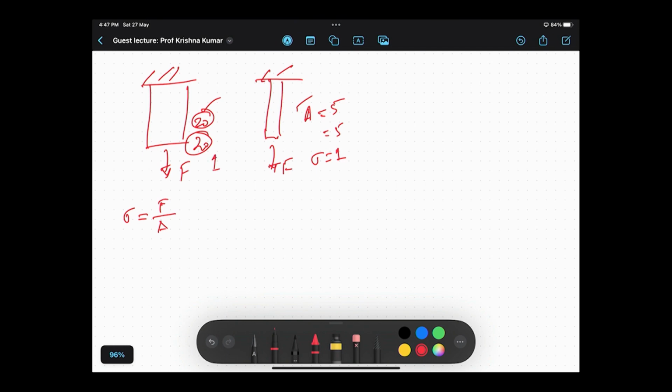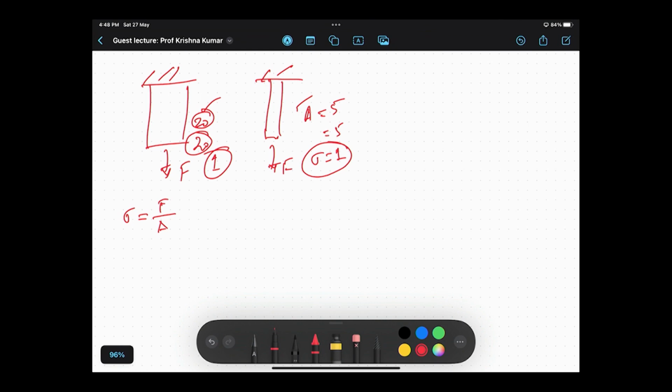So in other words, he found that normalizing by the area is a very good measure of what's happening to this bar. Either failure, becomes plastic, whatever it is, it's a good measure. And call this as stress.